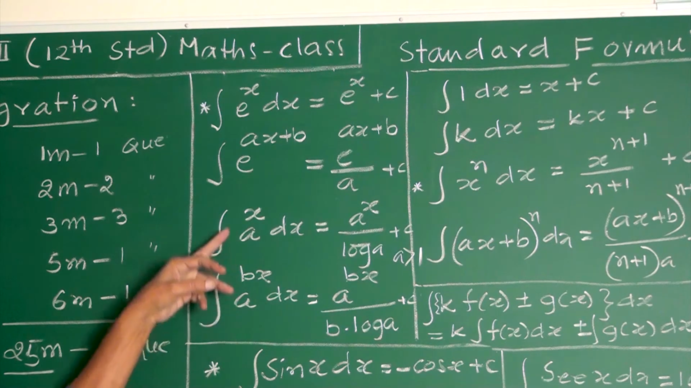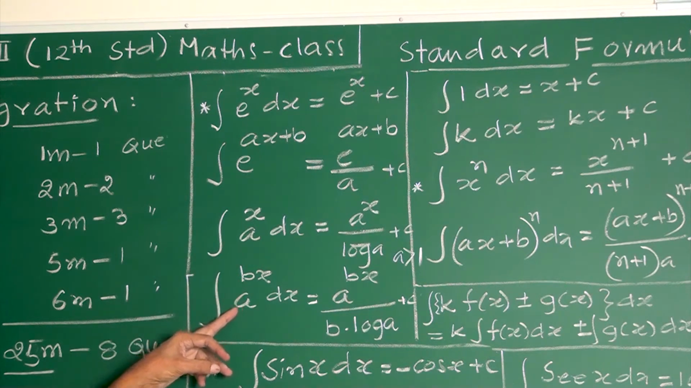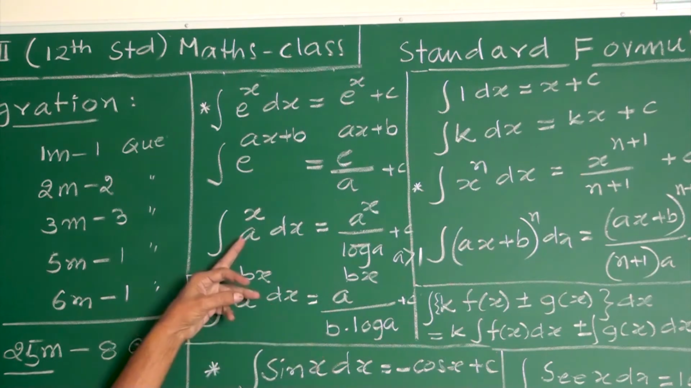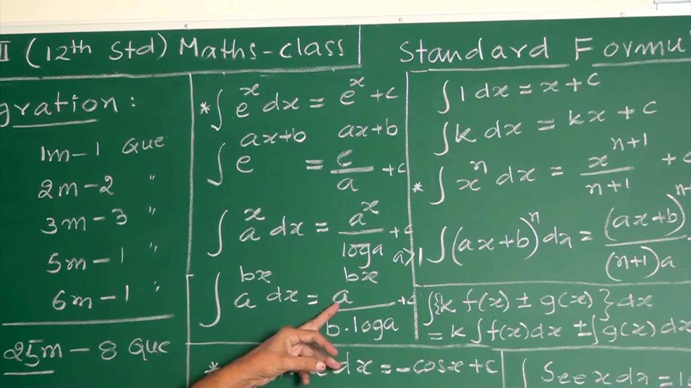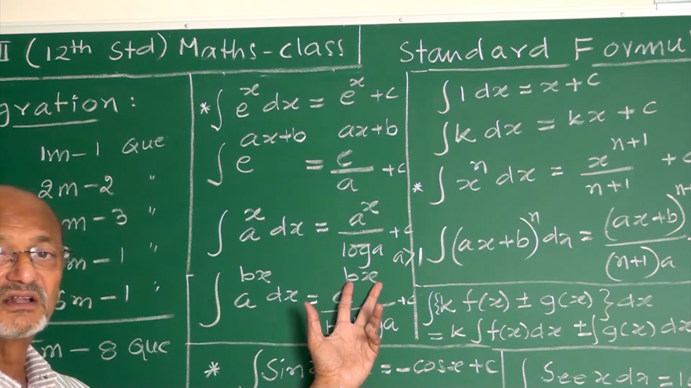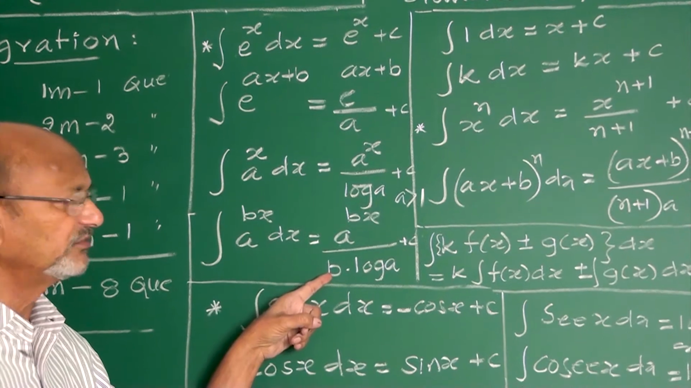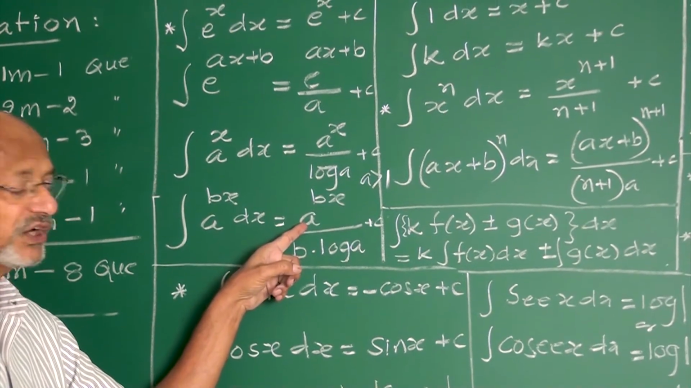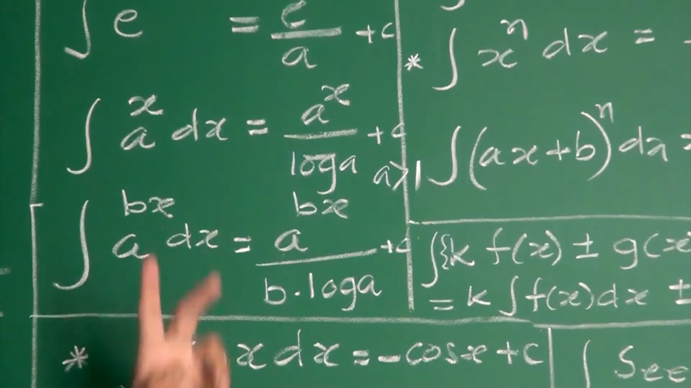If the power is other than x, the same applies first. What is the integral of any exponential function? Write it as it is. Then the division starts. Look at the power. Is it x? No, it is other than x. Divide by the coefficient. What is the coefficient of x? It is b. Divide. Is it e? No. So into log of this base, plus c.